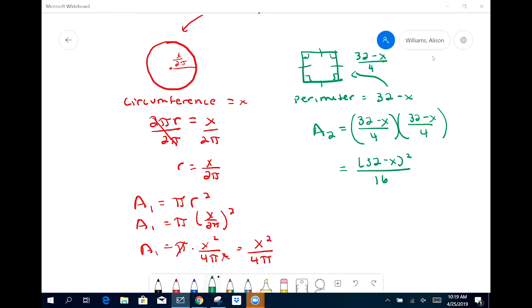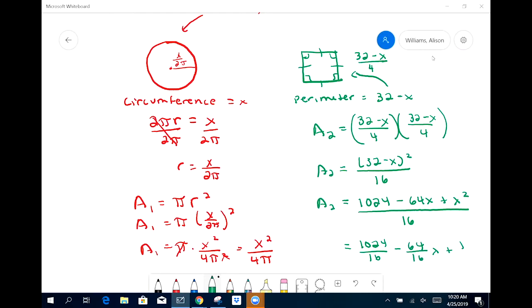To multiply out 32 minus x squared is to do 32 times 32, which is 1,024, minus 32x twice, which comes out to 64x. And then multiplying the x's gives me x squared. You can work that out slowly if you need to. For right now, I'm going to leave this formula with the fraction. It's possible to reduce it, but I am going to divide each piece. Oops, that's a 64 over 16x, and that's 1/16 x squared. I'm just going to leave them all over 16.